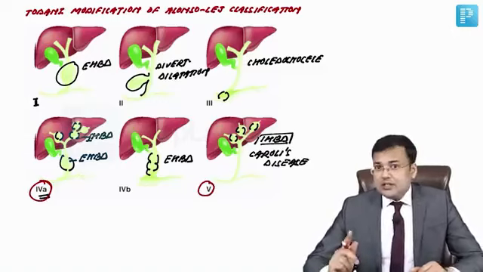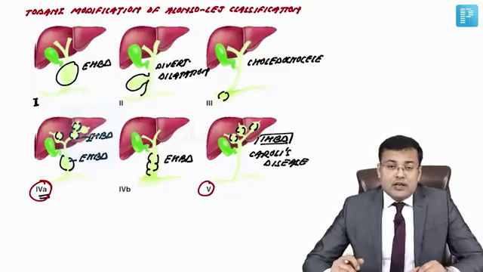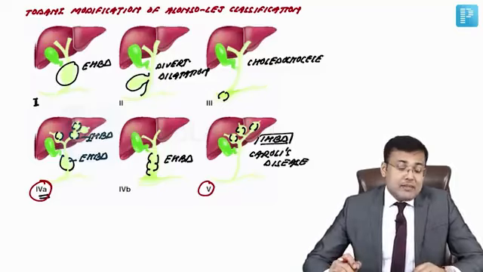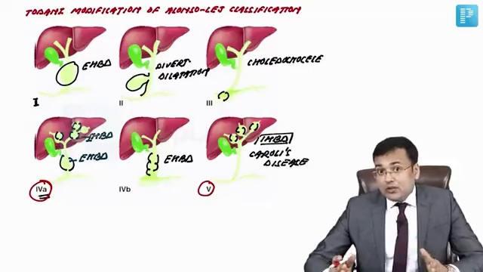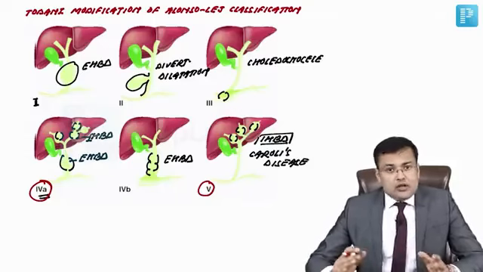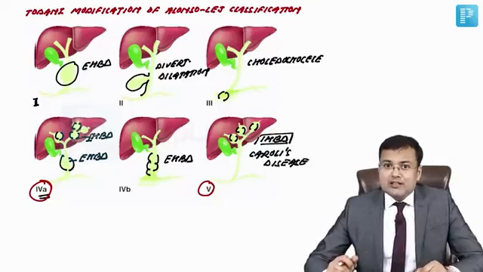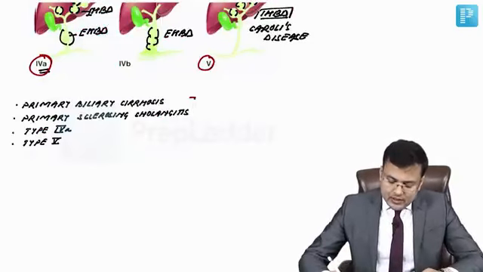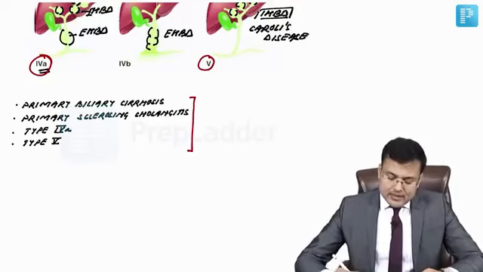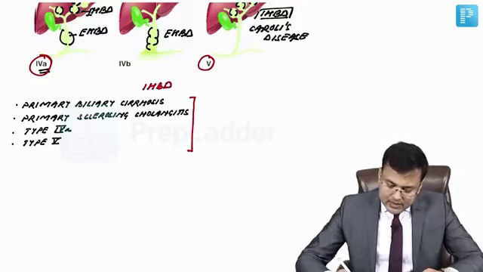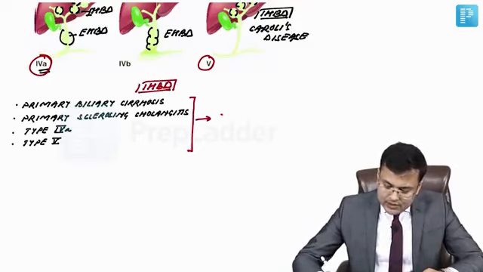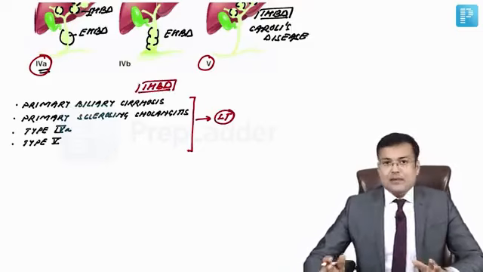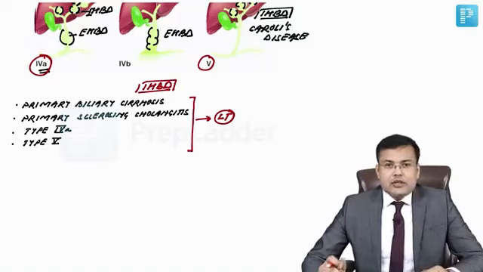So what are the other conditions in which intrahepatic bile duct is involved? Like primary biliary cirrhosis, in which there is only involvement of intrahepatic bile duct; primary sclerosing cholangitis, in which there is involvement of both intrahepatic and extrahepatic bile duct. So in all these cases, we go for liver transplantation. So what are the conditions in which there is involvement of intrahepatic bile duct, and the treatment of choice is liver transplantation? So this is primary biliary cirrhosis, primary sclerosing cholangitis, type 4A and type 5.